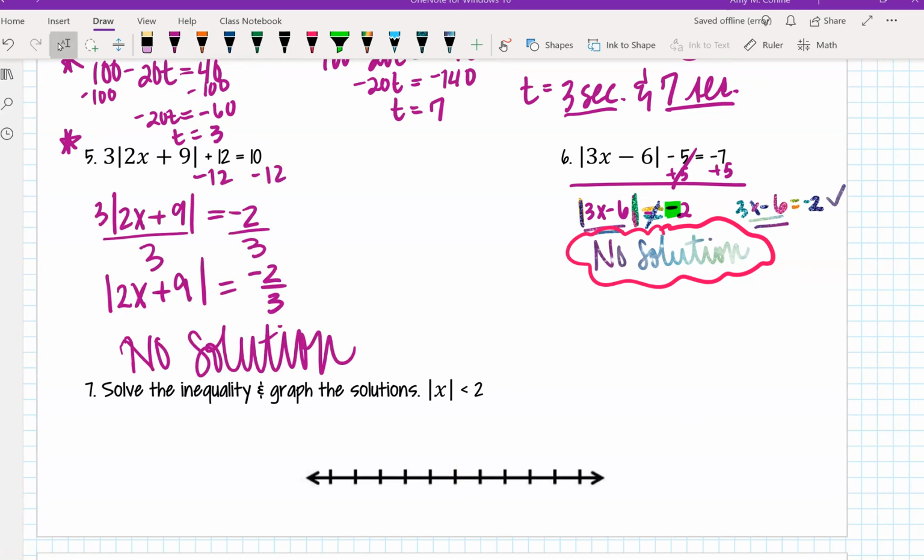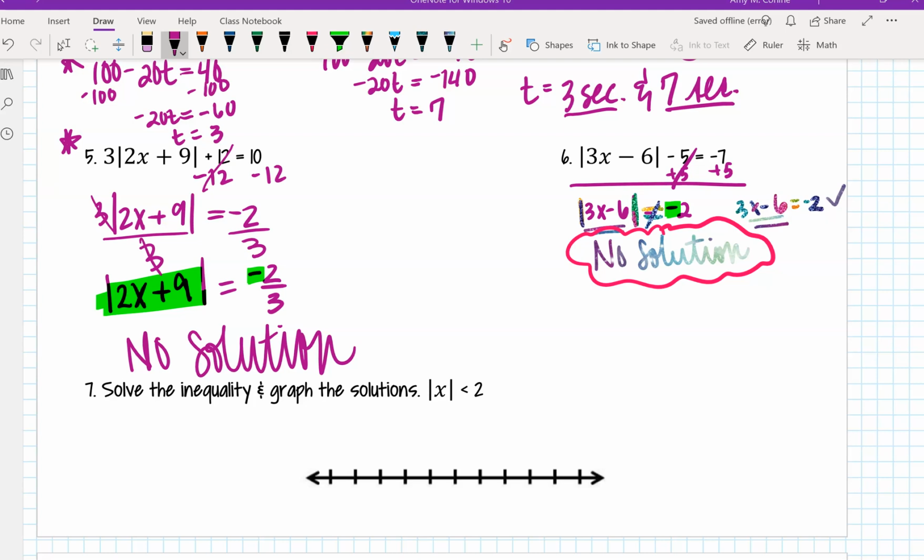All right, so for number 5, you should have said no solution for the same reason that we said no solution for number 6. When you get the absolute value by itself, it cannot equal a negative number, whether it's a negative fraction or a negative whole number. If you didn't notice it in the previous step when you subtracted 12 over, that it was a negative 2, even if you divided by 3 and then noticed, hey, I have a negative fraction, that is still a no solution.